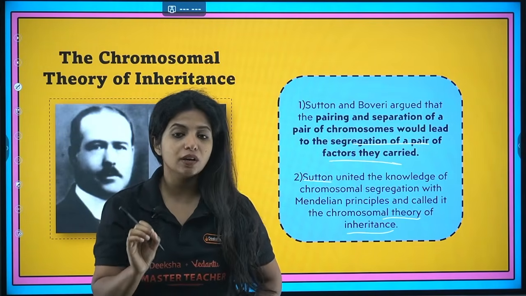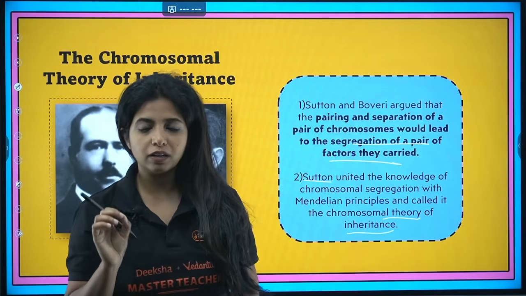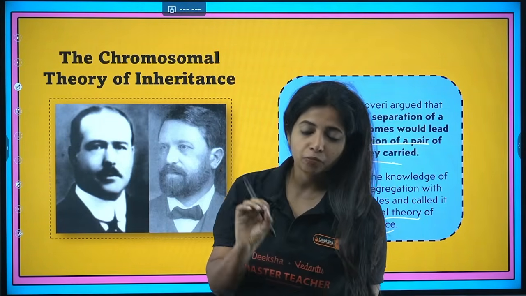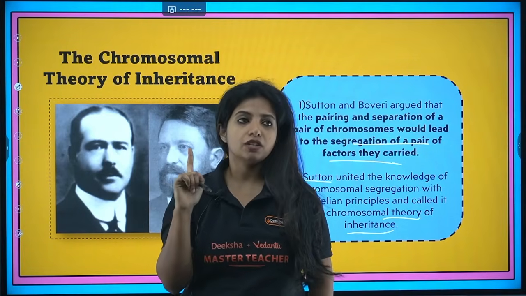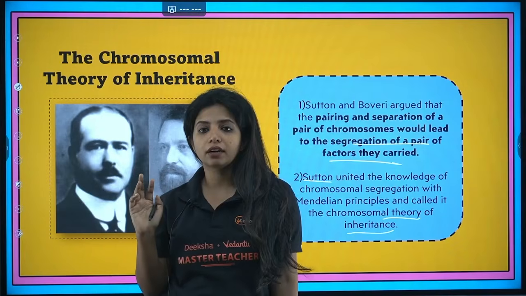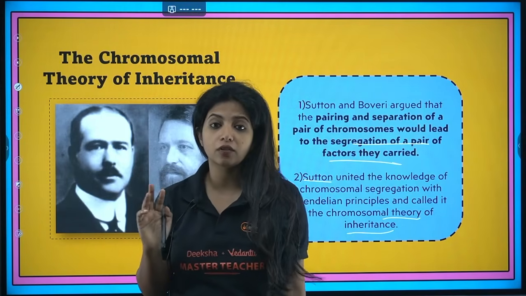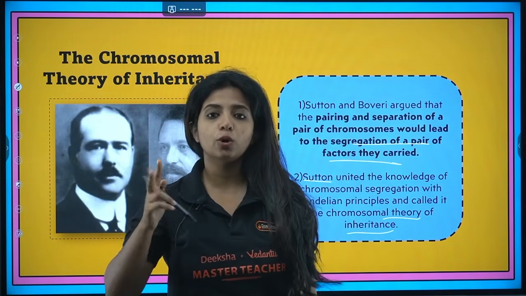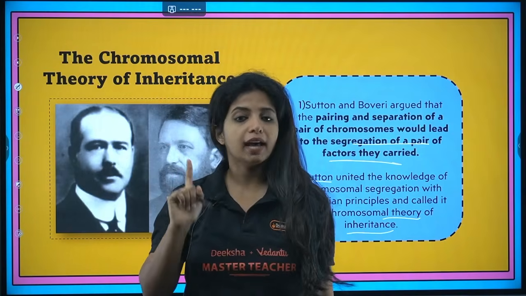So my dear children, in which year was Mendel's work rediscovered? 1900. By whom? Carl Correns and Tschermak. And then you have Hugo de Vries. Okay, in which year did they give the chromosomal theory of inheritance? Two people gave it in the year 1902, just 2 years after that. It was Walter Sutton and Theodore Boveri.